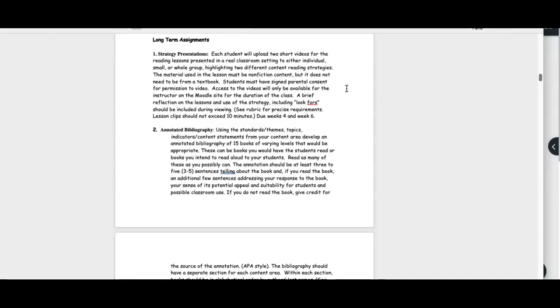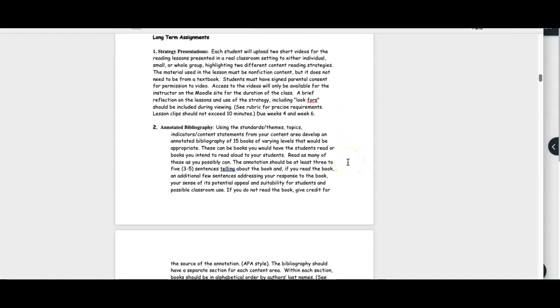Please look at the rubric for the precise requirements. Your video cannot exceed 10 minutes. At the 10-minute mark, I stop the video. So you've got to get it all in by 10 minutes.